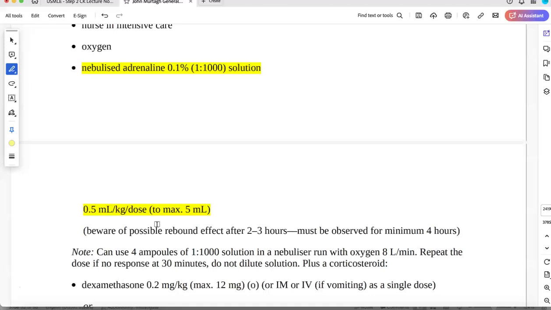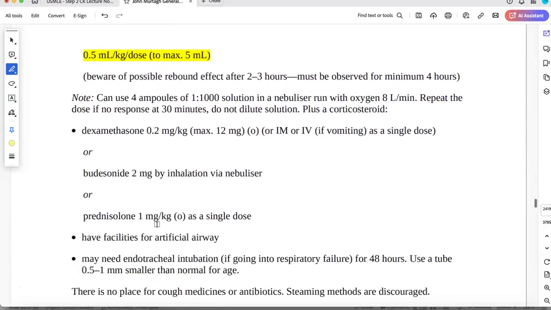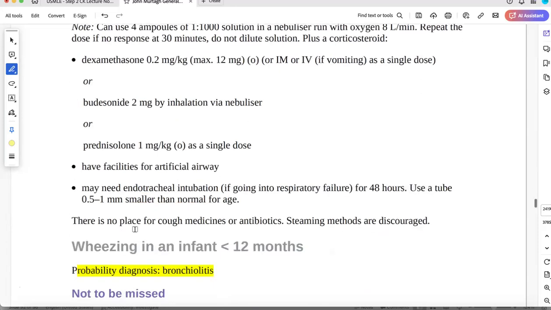Okay. Along with the adrenaline, you can also give dexamethasone or a steroid, but the main treatment of choice will be adrenaline.